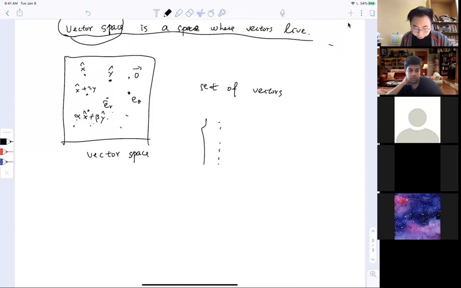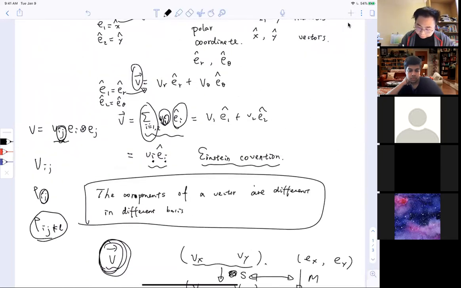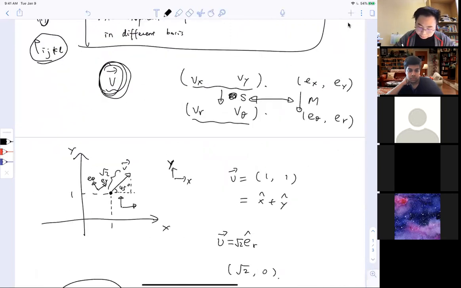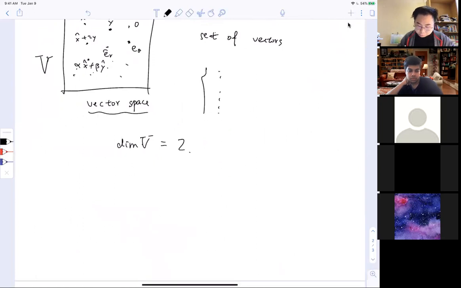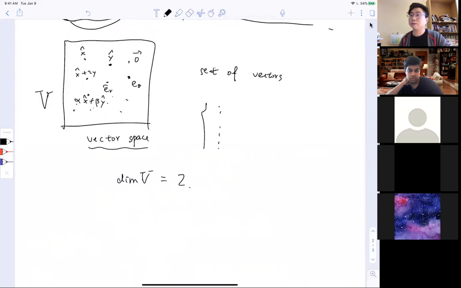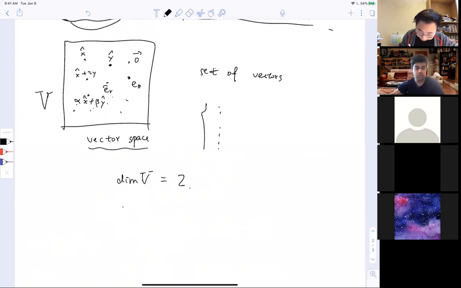So one important thing you need to know about a vector space is the dimension. By the way, we generally denote a vector space as a capital V. For example, in the previous example, there are two bases, meaning that the dimension of the vector space is 2, because there are 2 degrees of freedom you can change, right? So the dimension of the vector space is equal to the number of bases.